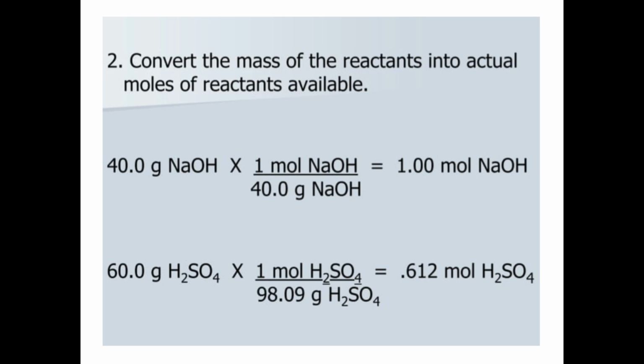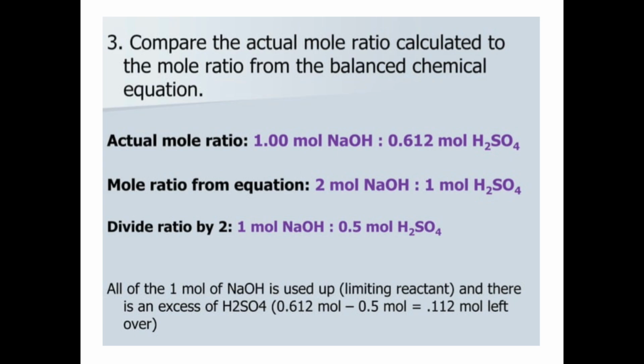So the mole of sodium hydroxide is 40 over 40, and that will give us 1 mole. And then the mole of H2SO4 will be 60 over 98. That's 0.612 mole. The third step is we want to relate the moles now. We want to compare them. The actual mole of sodium hydroxide is 1. That of H2SO4 is 0.612.